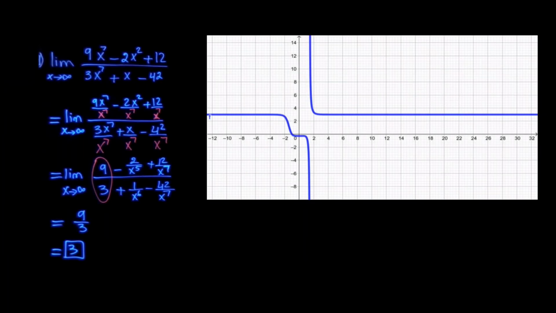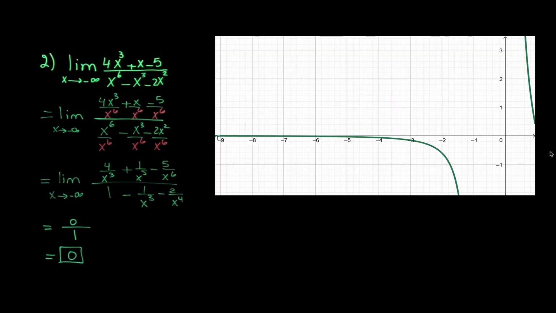Now, sketching the rational function in problem 1, we see that the function has a horizontal asymptote at y equals 3 as x approaches infinity, right here. So when we evaluate the limit of a rational function at infinity, we are in fact finding the horizontal asymptote of the function. Similarly, the graph of the rational function in problem 2 has a horizontal asymptote at y equals 0 as x approaches negative infinity.